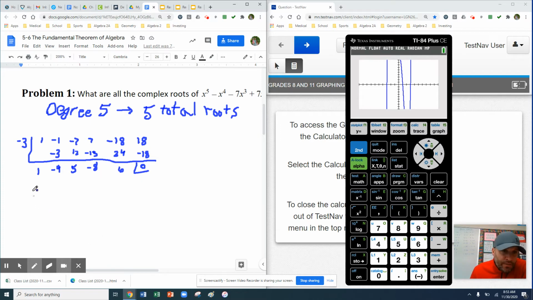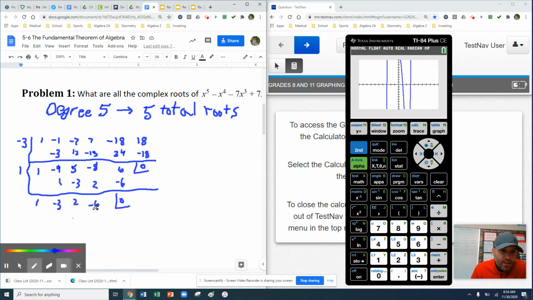Now once I get that first real root factored out, I'm going to stack my synthetic division. I'm going to divide out the next root, which is 1. Now I'm going to do my synthetic process again. And lastly, I'll do my synthetic division a third time with the root of 3.